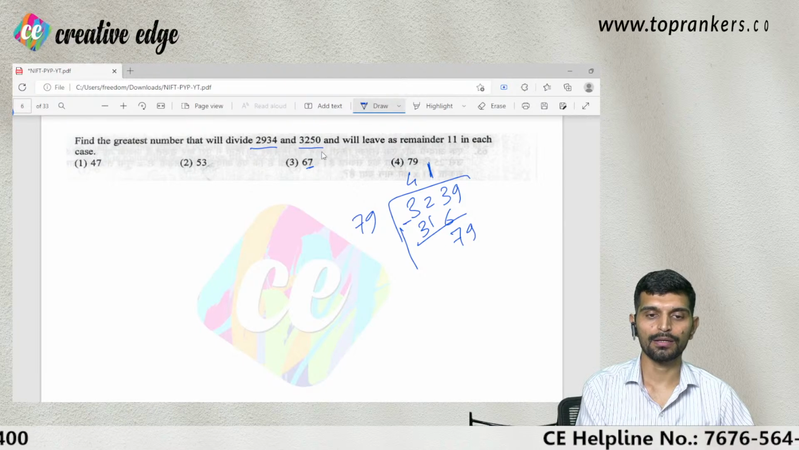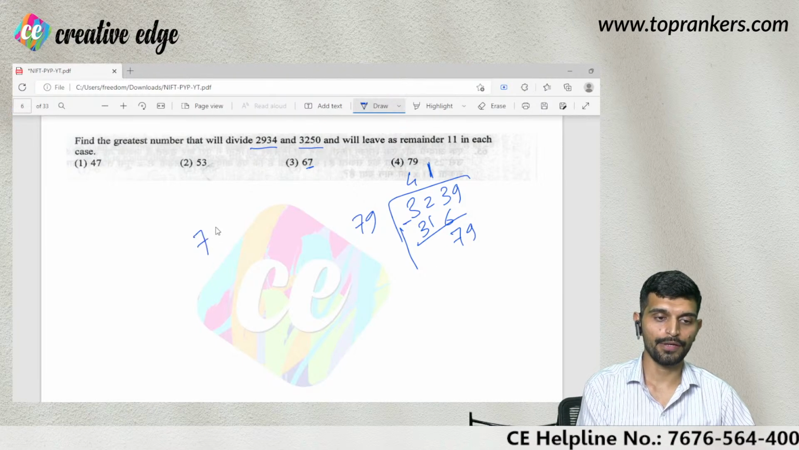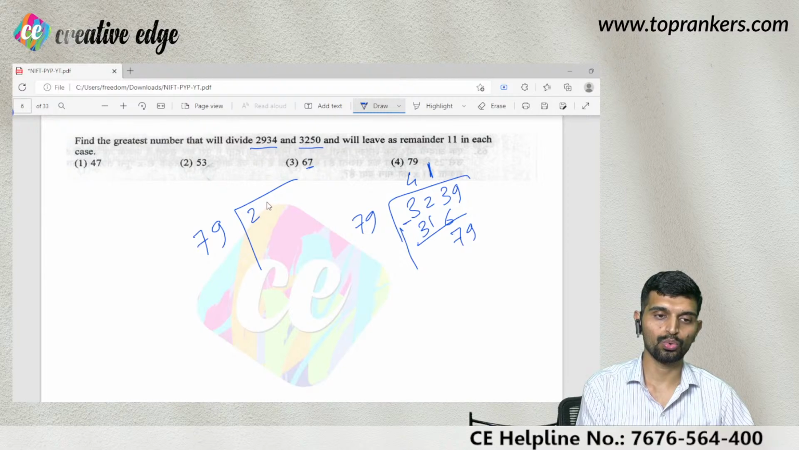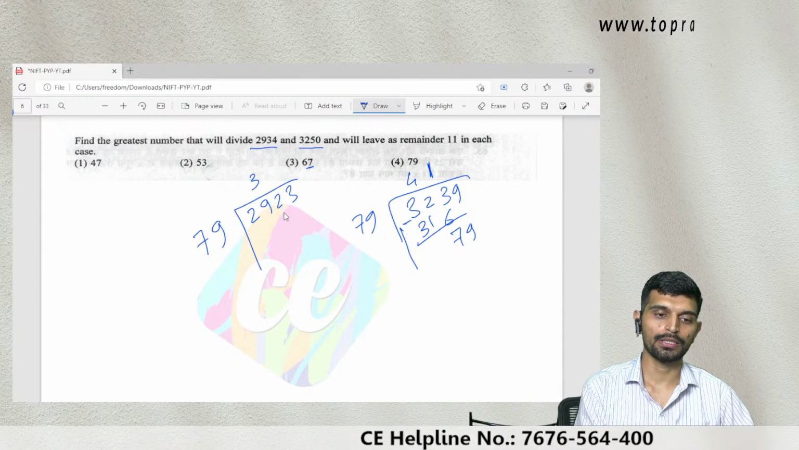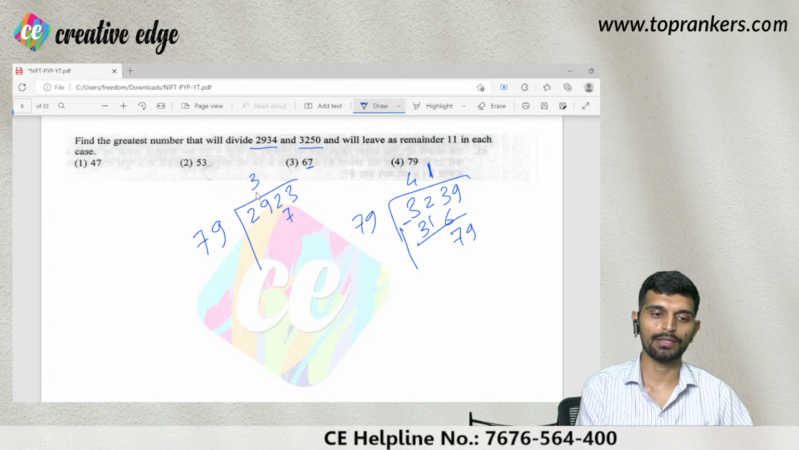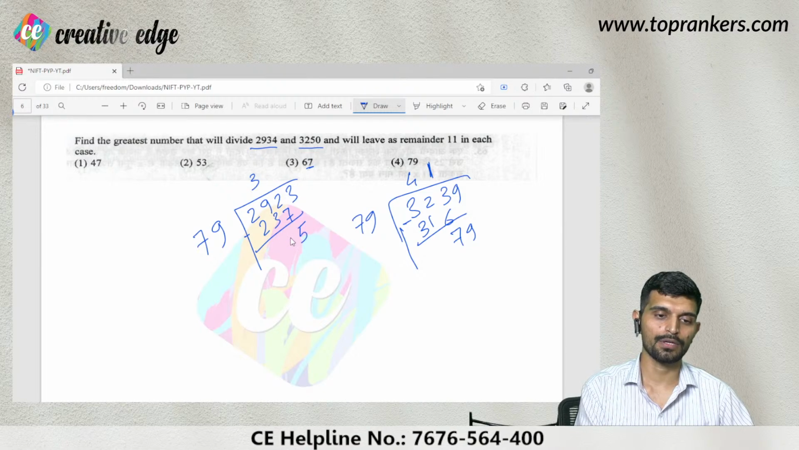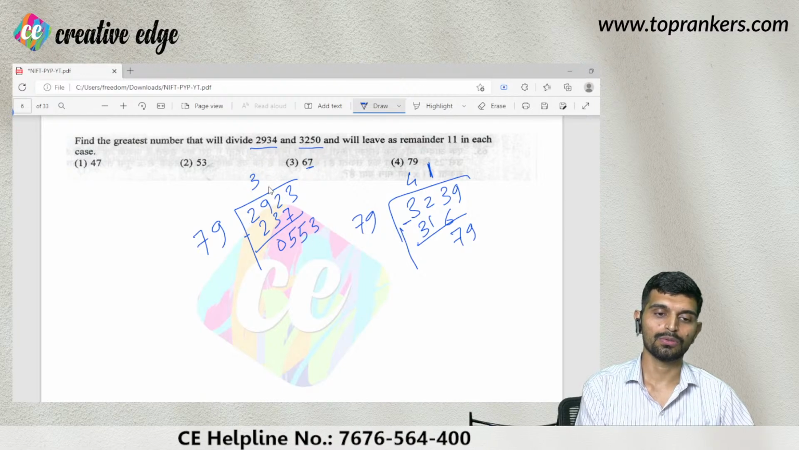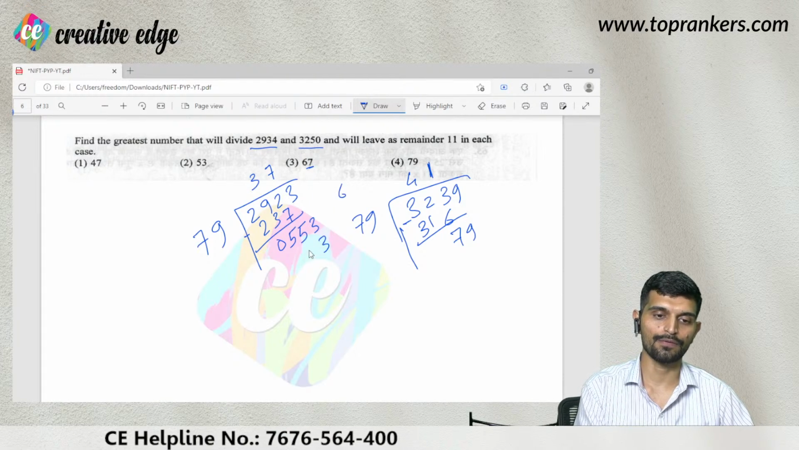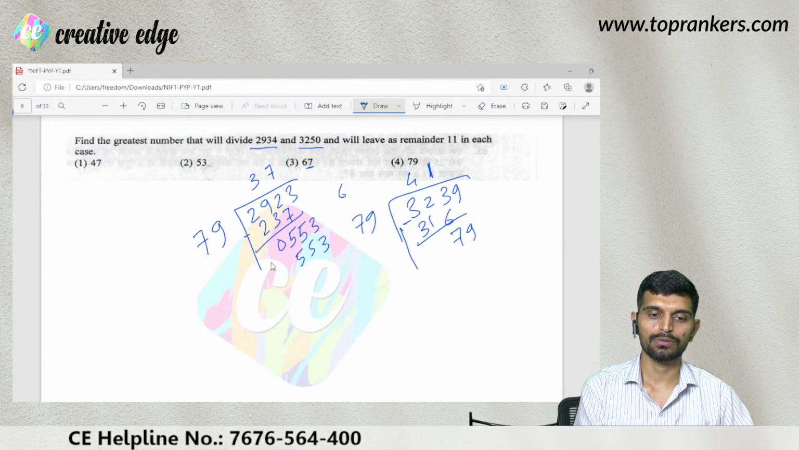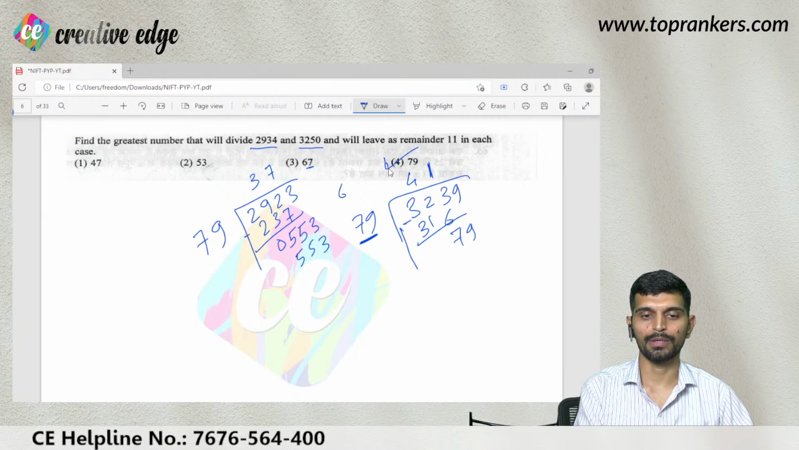So 79 should be the number. If I divide 7, 9, 2, 9, 2, 3, 3 times, not 4 times, 3 times. 9 threes are 27, carry over is 2, 3 sevens are 21 plus 2, 23. Difference here is 12 minus 7, 5, 8, 5, and so 6 times, 7 times. 7 nines are 63, carry over is 6, 7 sevens are 49 plus 6, 55. So that's 79 is the right number, right?